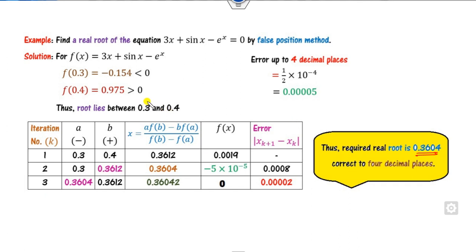Now clearly I have taken 0.3 and 0.4 so that it takes only 3 iterations. But if you take the interval as 0, 1, so definitely it takes more than 7 iterations to get your right answer here.